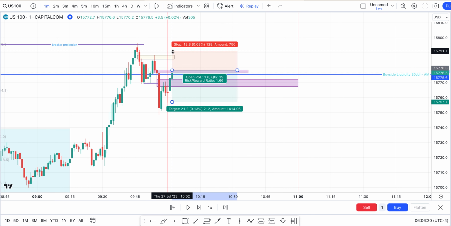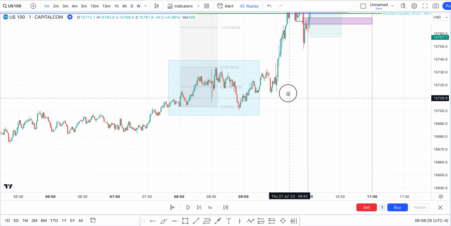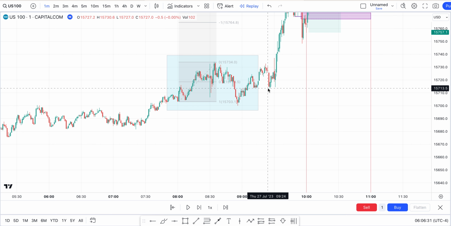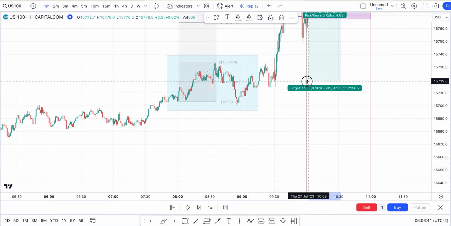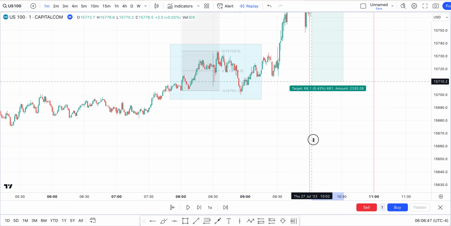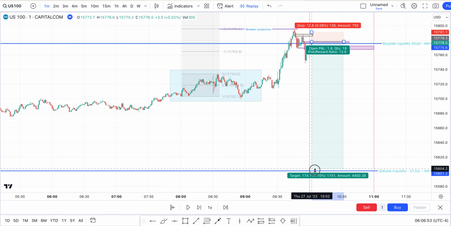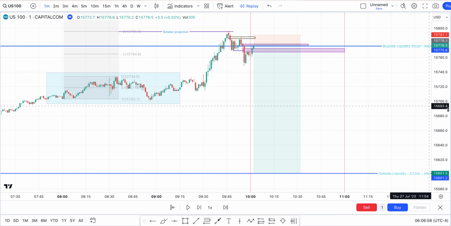I have a 13-point stop, and my targets were initially this 9 o'clock, 9:30. Here's a 9:30 low. The 9:30 low was my target, 719, which is 60 points. And then my second target would have been 15,600 for AM session liquidity.